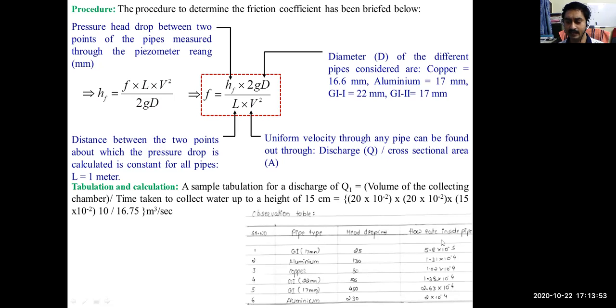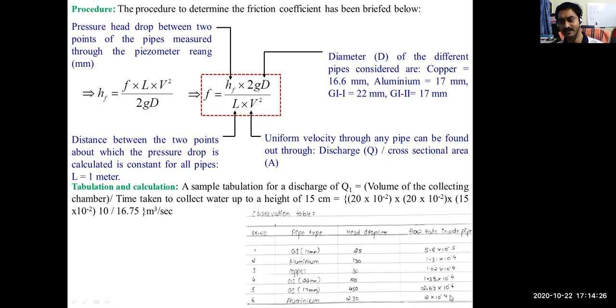And here you could see this is the rate inside. This is the discharge, in meter cube per second. That means Q. So for each pipe he is taking two data. Suppose for the GI pipe, the pressure drop is, say, 25 millimeters, and the discharge he calculated to be 5.8 × 10⁻⁵ meter cube per second. Similarly, he has calculated it for the other pipes.